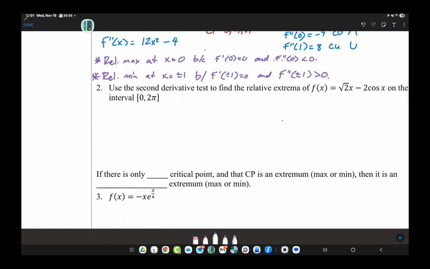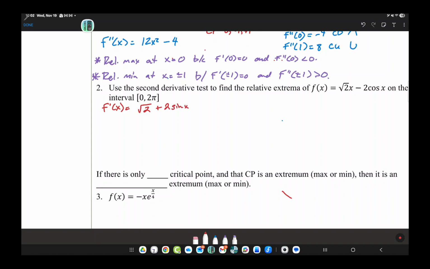All right, so we are going to use the second derivative test on this. So again, first we need to find the first derivative. So what is f prime of x? What's the derivative of square root of 2 x? Square root of 2. Okay. What's the derivative of -2 cosine x? Plus 2 sine x.